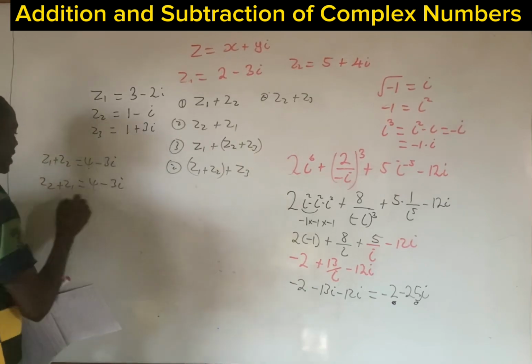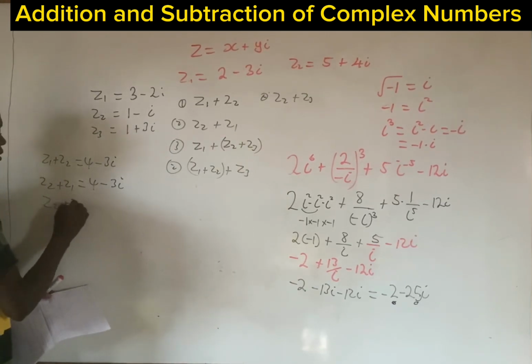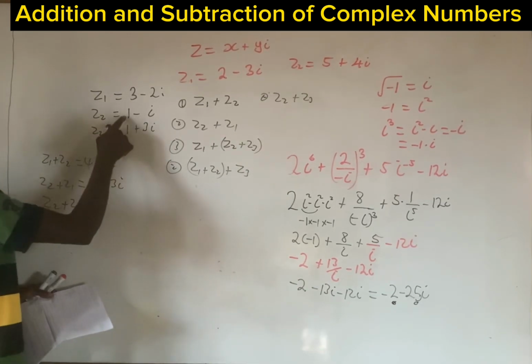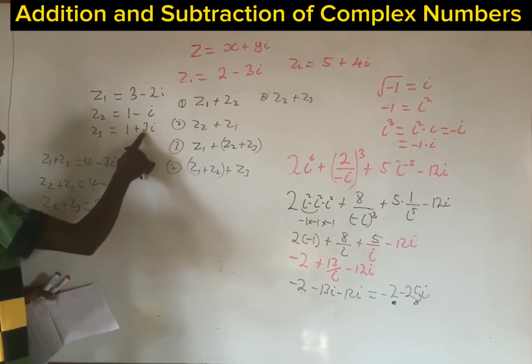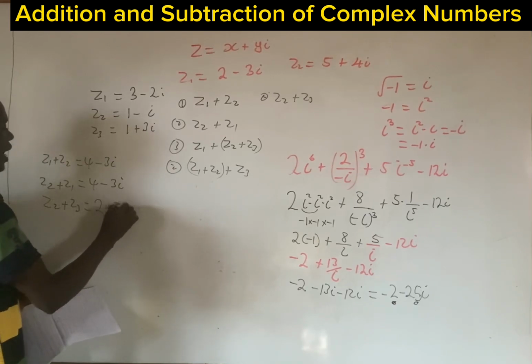Now, let us find z2 plus z3. 1 plus 1 is 2. Negative i plus 3i gives positive 2i.